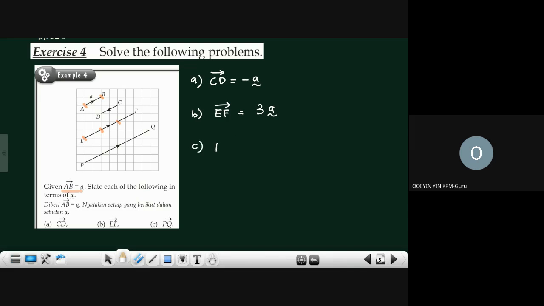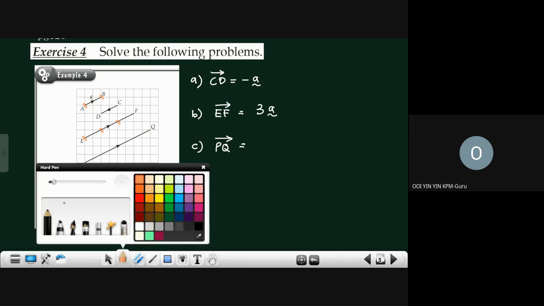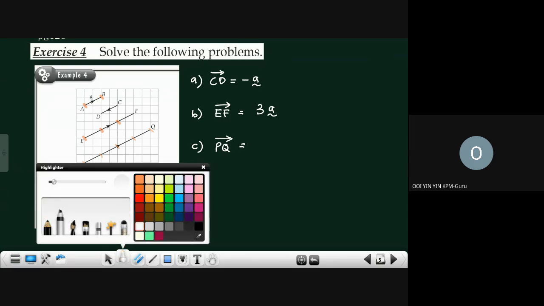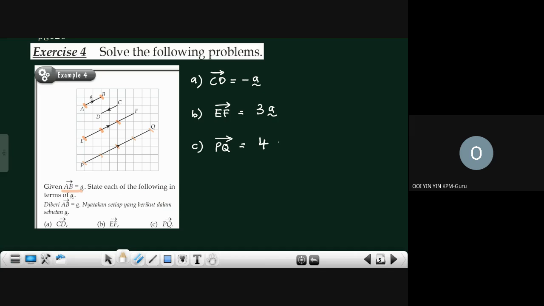Your PQ. Well, this one we need to count. From here to here, 1, 2, 3, 4. So the direction is the same as the original AB. So the overall answer is 4A, also positive because it's in the same direction. Okay, done. That's how you solve it. Very easy, right? Very, very easy. That one, never mind.